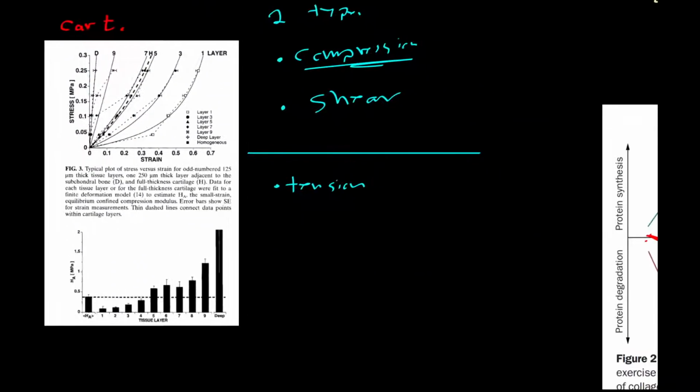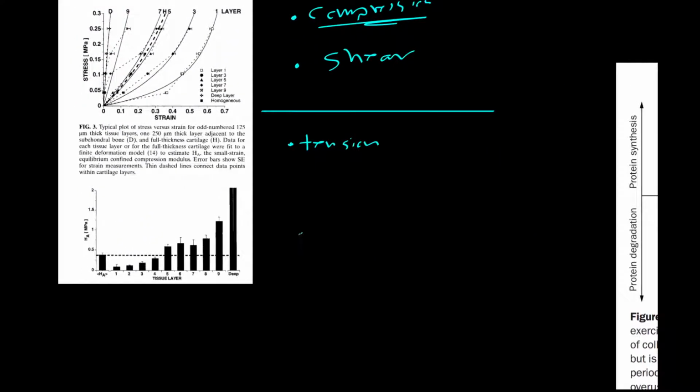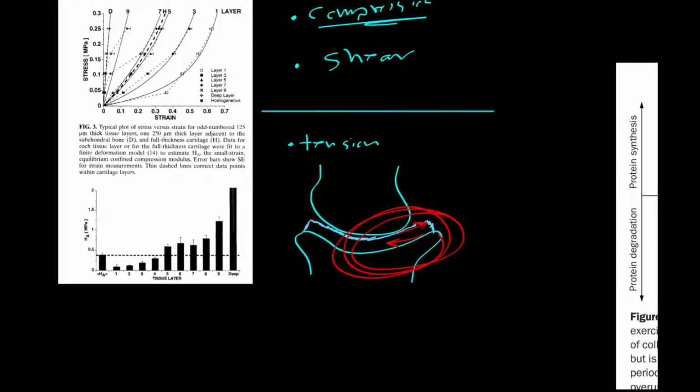But what about shear? Well, suppose you have a joint surface like this, and another joint surface like this, and there's cartilage here. Actually, there'd be cartilage on both sides, but let's ignore that for now. Obviously, if this bone was getting pushed in like this, there'd be compression. But what if the bone was getting pushed like this? Then this part of the cartilage would want to be going this way, and this part of the cartilage would want to be going this way. So you get cartilage shear as well.